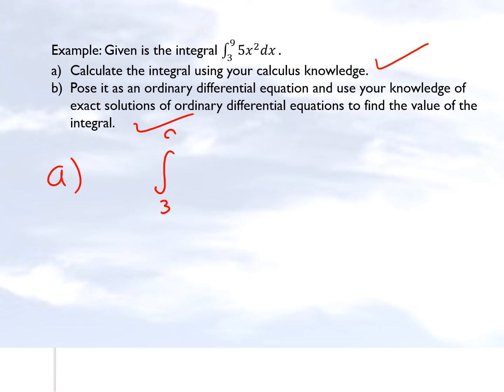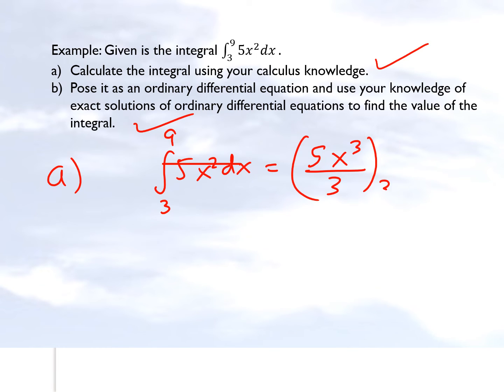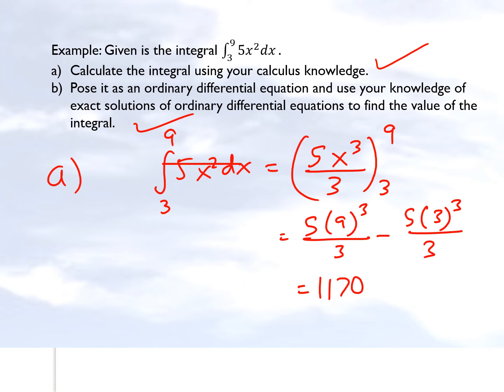So if I want to integrate 5x squared dx from 3 to 9, this will be 5x cubed divided by 3, going from 3 to 9. This will be 5 times 9 cubed divided by 3 minus 5 times 3 cubed divided by 3, and this is 1170. So that's part A. Let's look at part B.